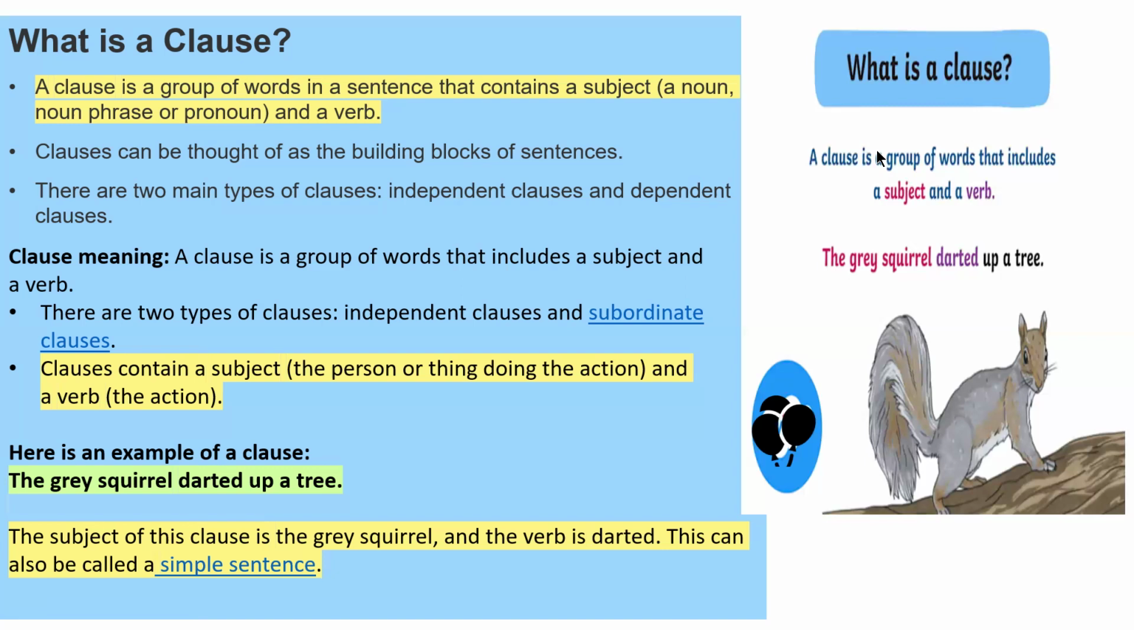So the gray squirrel darted up a tree. In this example, gray squirrel is the subject and the verb is darted, moving up very quickly. So this can also be called a simple sentence. It is a simple sentence. There are three types of sentences: simple, complex, and compound sentences.